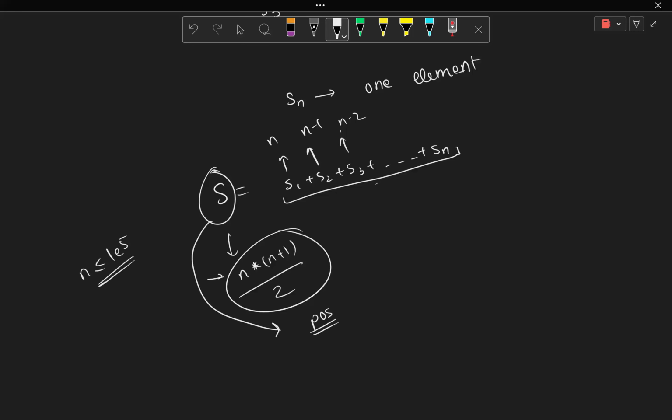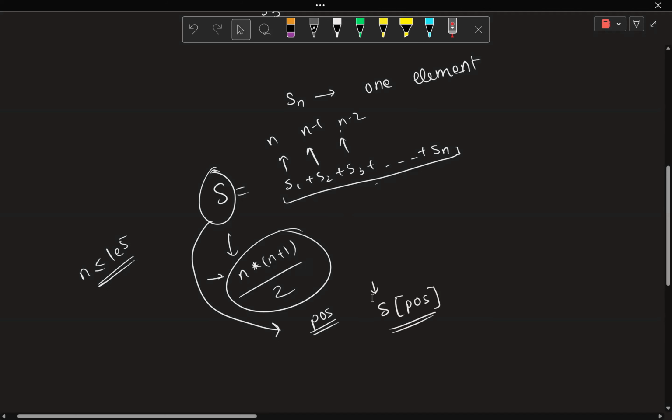But from the string, you will be given a query. You will be given an integer pos. You will have to tell which element comes at that position. So basically, you will have to return S of pos, where you don't have the string. You have to find this position somehow, not create it. You cannot create it.